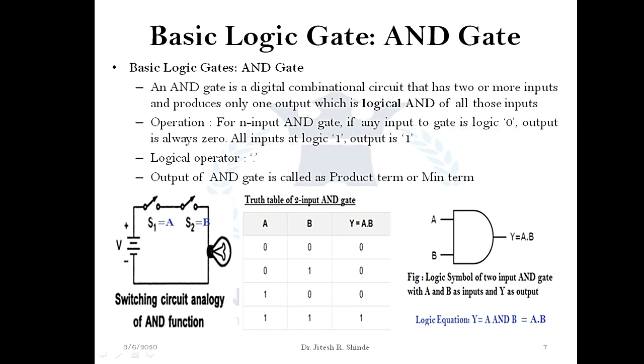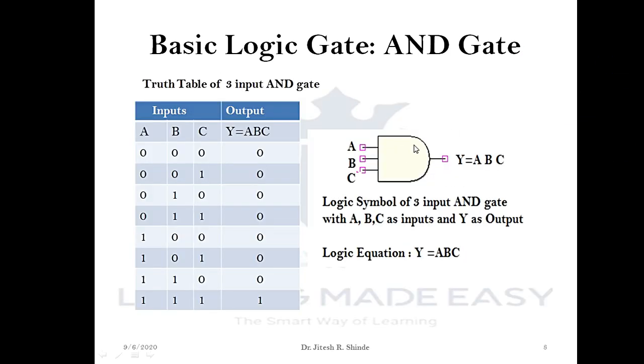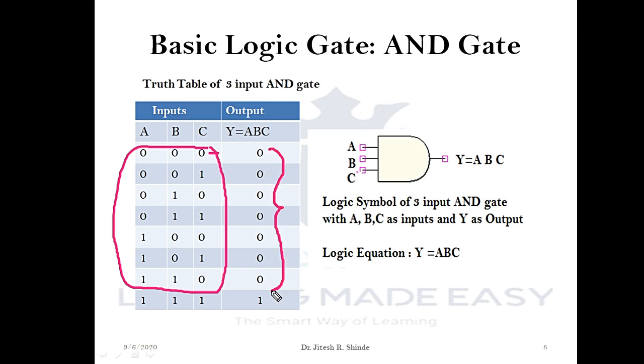Next gate, the 3 input AND gate. Here again we can observe that if any one of the inputs is 0, from the 0 to 6 combinations, since any one of the inputs is equal to 0, for these input combinations we are getting the output equal to 0. Only for 7, that is 1 1 1, all the inputs equal to 1, we are getting output equal to 1. This is the logic symbol. The logical equation is y equal to ABC.